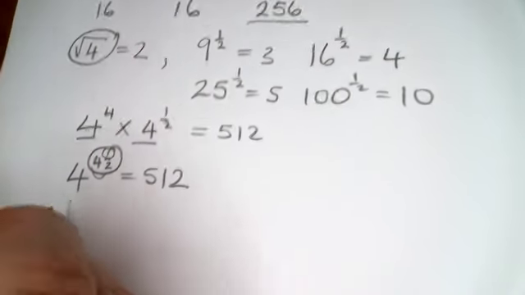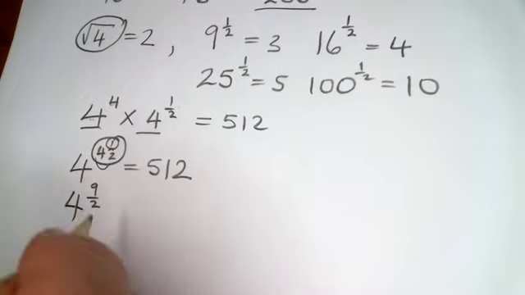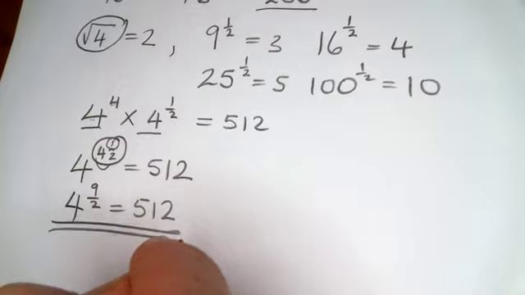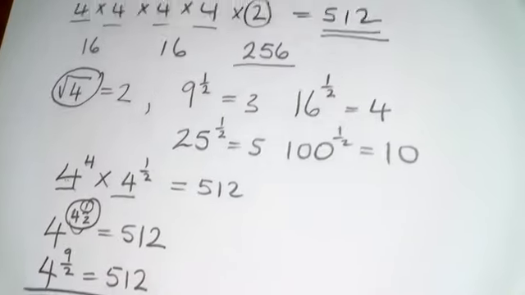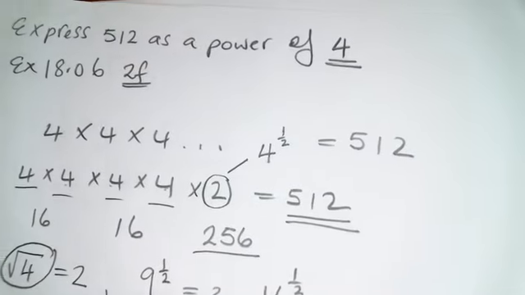So in other words, 4 to the power of 9 over 2, which is the same as 4.5, is equal to 512. And that's how we solve expressing 512 as a power of 4.